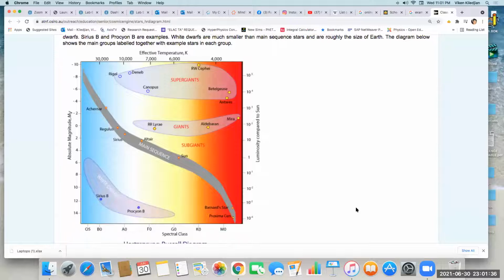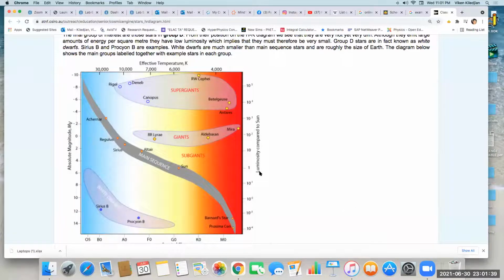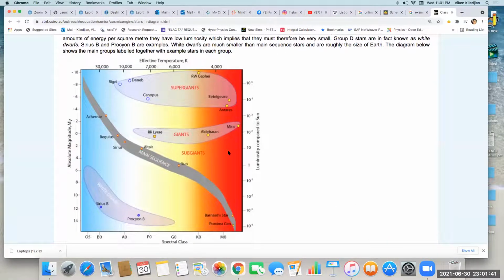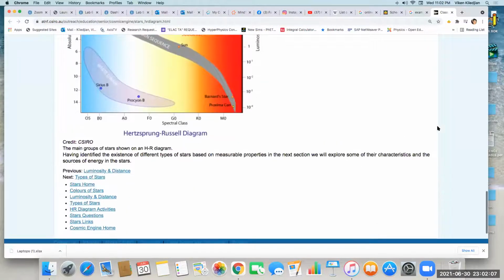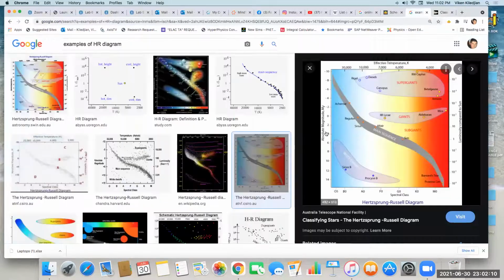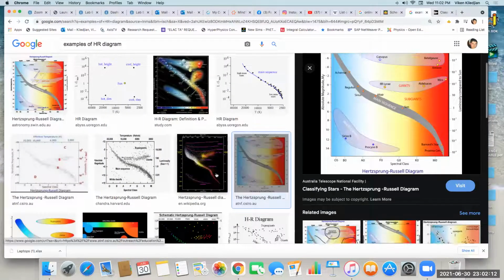And then this is a colored version of it. Very nicely done. Red stars on the right are the cold ones, then orange, then yellow. The main sequence stars are the ones that are still living, and then the giant stars, and then the supergiant stars. The white dwarfs are the stars that are dead, which our sun will end up as when it dies. Okay, so that's a good example of one. And then there are different versions.